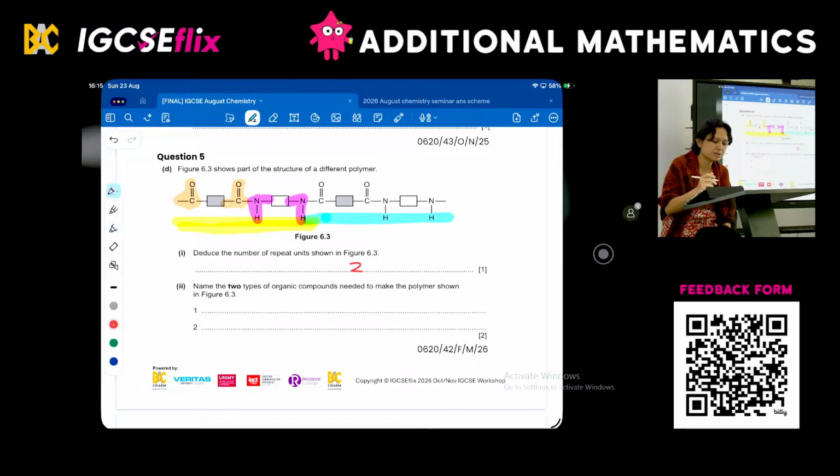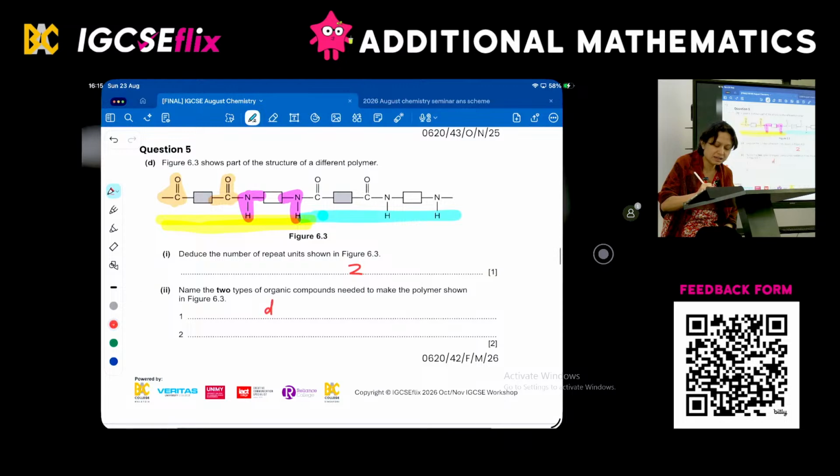So the two types just now is dicarboxylic acid. If it's with an ester, it's with a diol. But now it's with an amine, diamine. The NH, this one, right? NH is amine. Amino lah, amino acid, amine group. So if it has two, it's diamine.